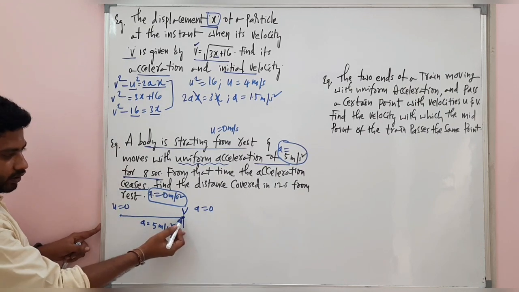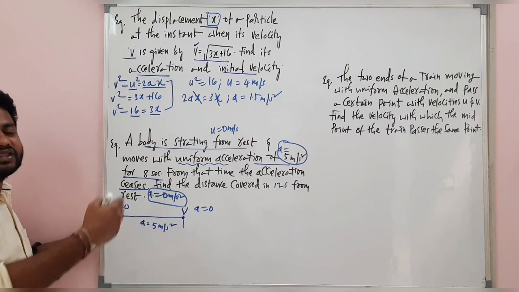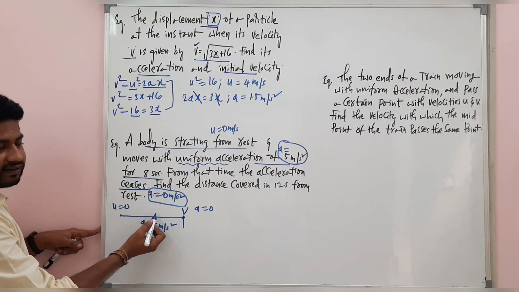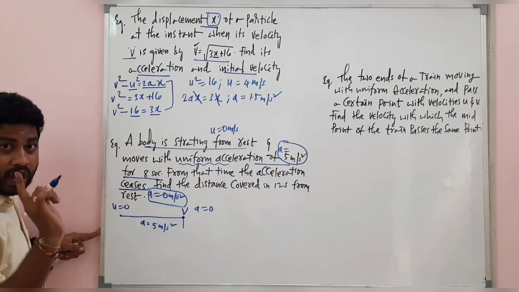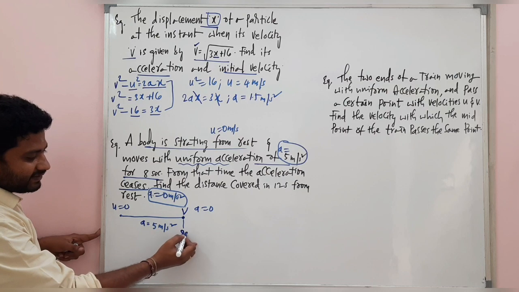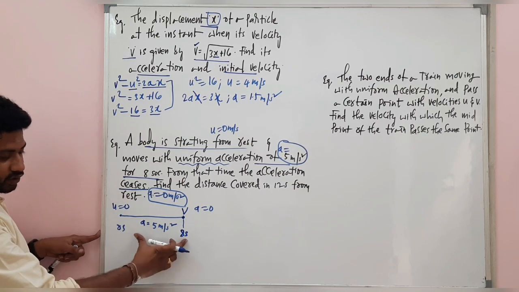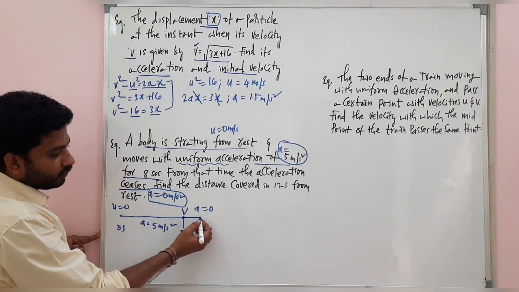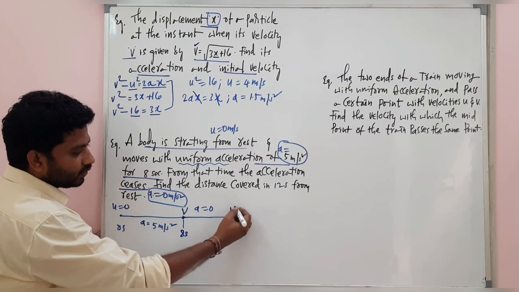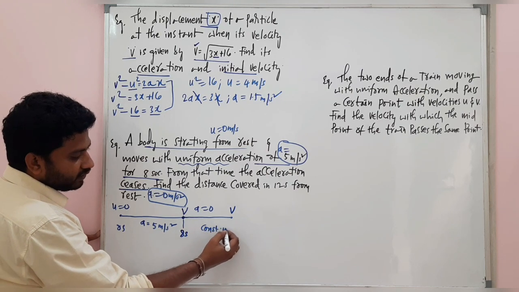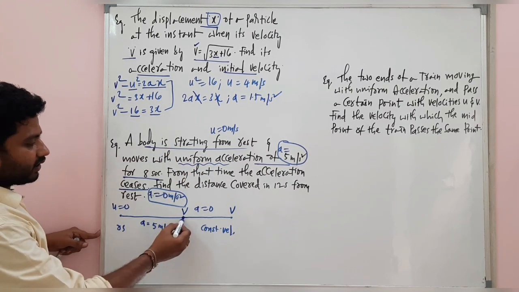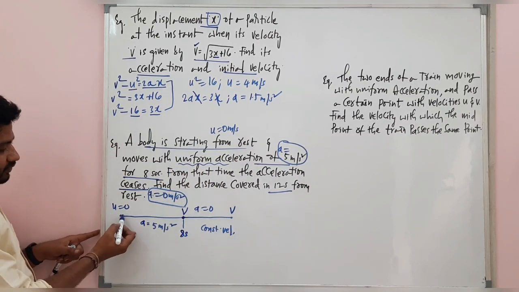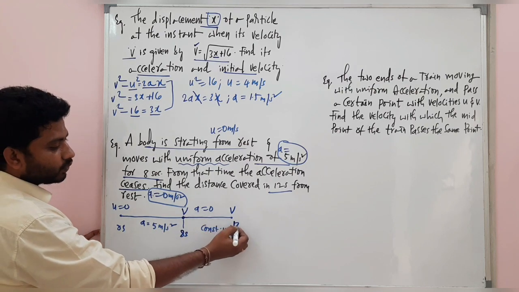See, from here to here, uniform acceleration means increase in the speed, increase in the velocity. At this point it reaches some value, and this is 0 seconds, 8 seconds it took. From this 8 seconds time, acceleration is 0, so the body is moving with constant velocity. Let me write, it is moving with constant velocity from here to, find the distance covered in 12 seconds from the rest. From 0 to 8 and 8 to 12 seconds.